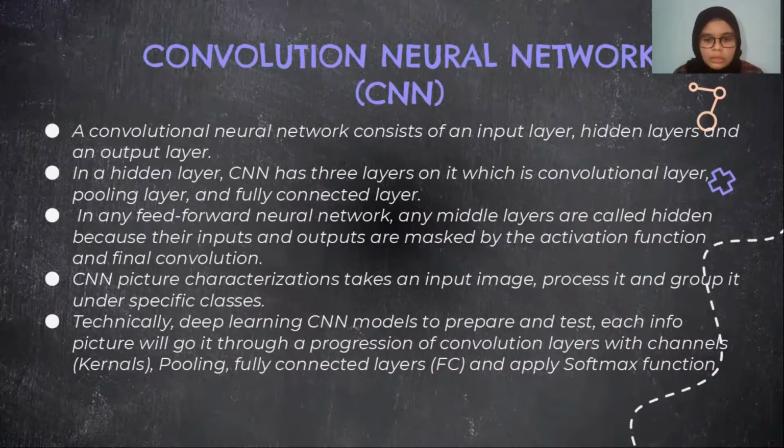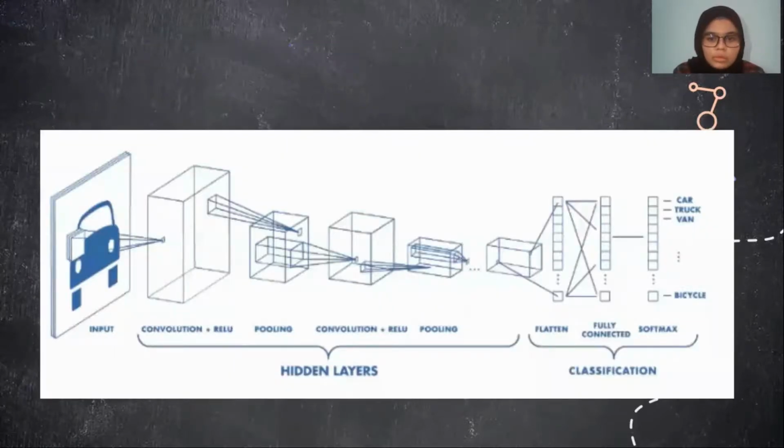CNN model is to prepare and test each of the features, and it will go through a progression of convolution layers with channel kernel, fully connected layer and apply the softmax function. So this is the architecture of CNN. So now I will start to demonstrate using Google Colab.